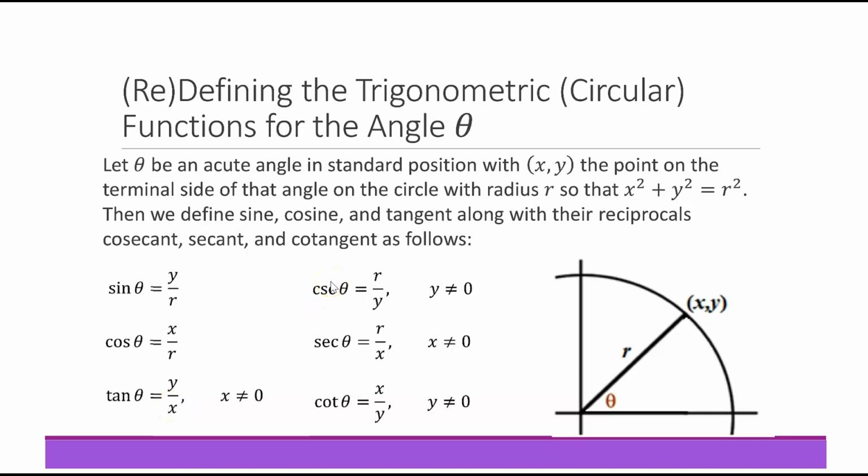We are also going to introduce and define the reciprocals of sine, cosine, and tangent. So the reciprocal of sine is cosecant. So we have cosecant theta is r over y. So reciprocal as in the numerator and denominator switch. The reciprocal of cosine is secant. So secant theta is r over x. And the reciprocal of tangent is cotangent theta. So the reciprocal is x over y, but y cannot equal 0. And here, again, we cannot have the denominators equal 0.